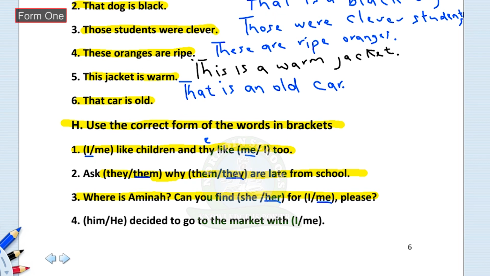Well, now, he decided to go to the market with I, me. So now, in this sentence, we choose, he decided to go to the market with me.